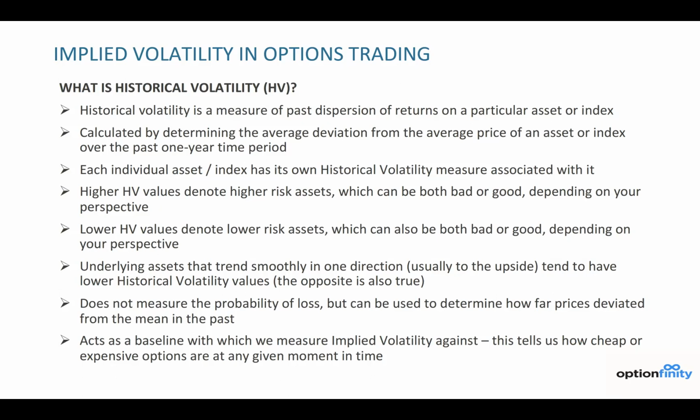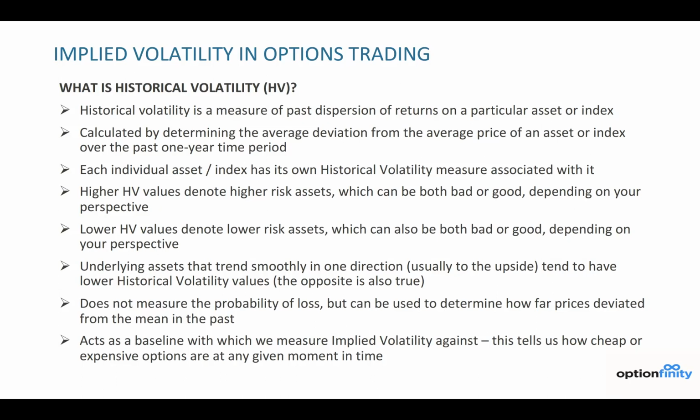Now, each individual asset or index has its own historical volatility measure associated with it. And higher HV values will denote higher risk assets, as I mentioned before, someone like Tesla, for example, which can be both bad or good depending on your perspective, right? If you're bullish or if you're bearish. And lower HV values denote lower risk assets, which can also be both bad or good depending on your perspective as well, right?